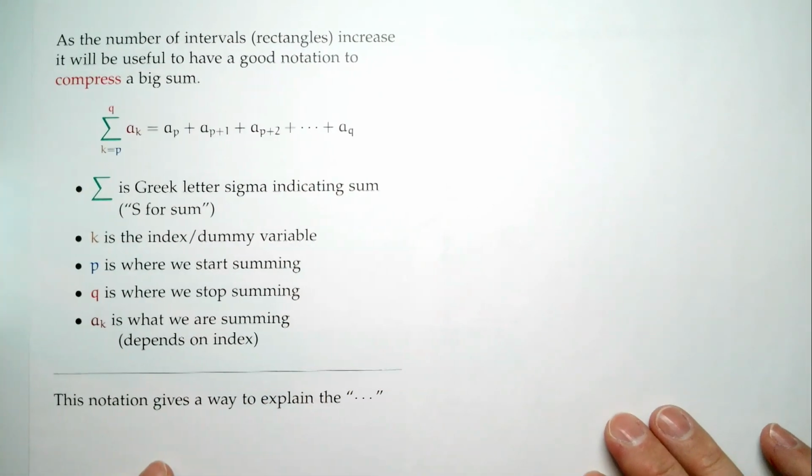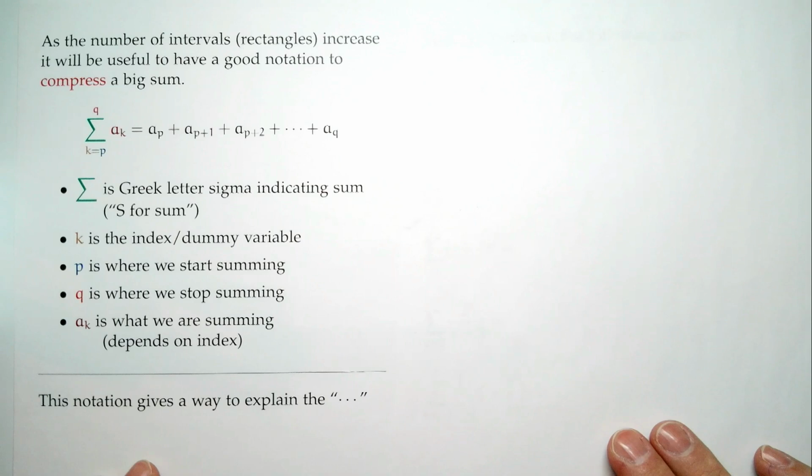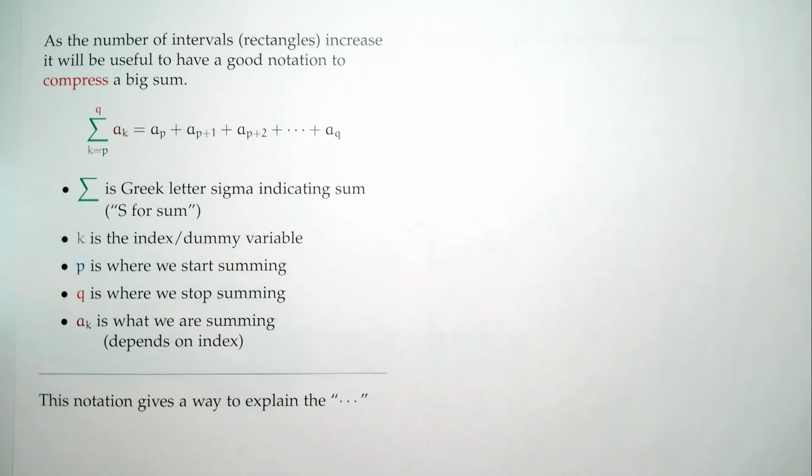So what we do is practice a little bit of Greek. We want a way to compress a big sum into a compact form. Another way to think about it is we want a nice way to say what this dot, dot, dot is. Dot, dot, dot is really a shorthand mathematical way of saying, and the pattern continues. So we want to be explicit: here's what the pattern is, here's where you start, here's where you stop, and this is what you do. So here's how you do a sum.